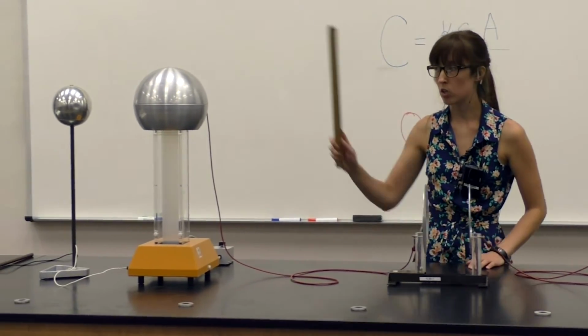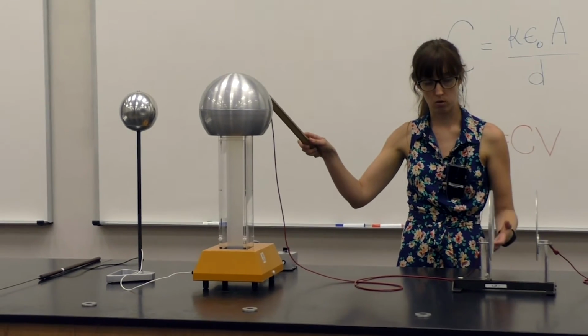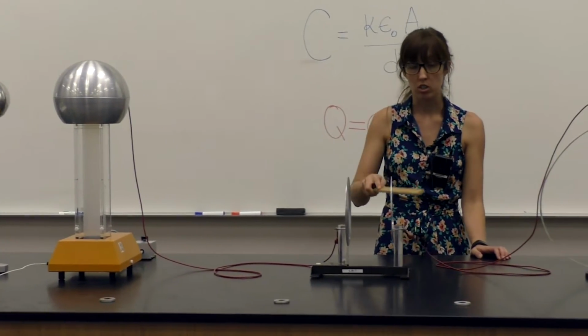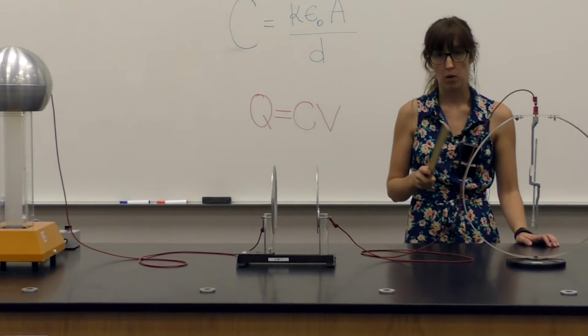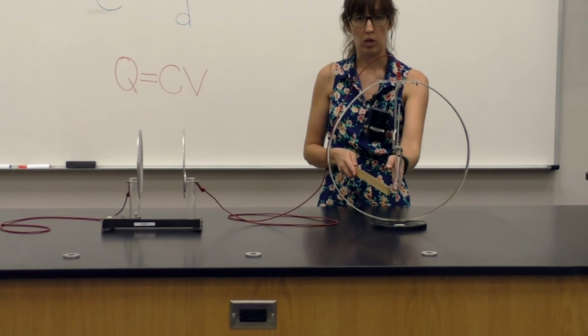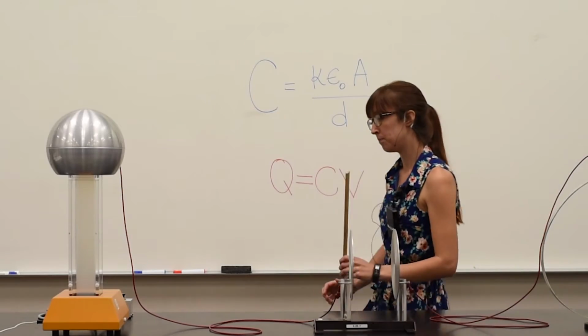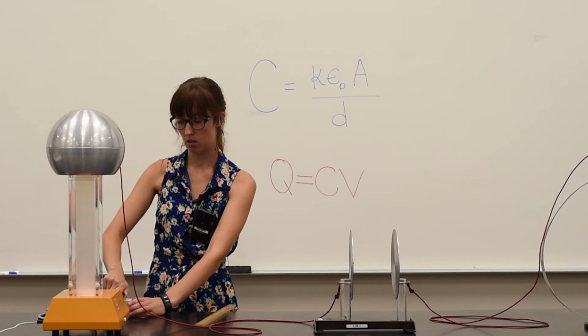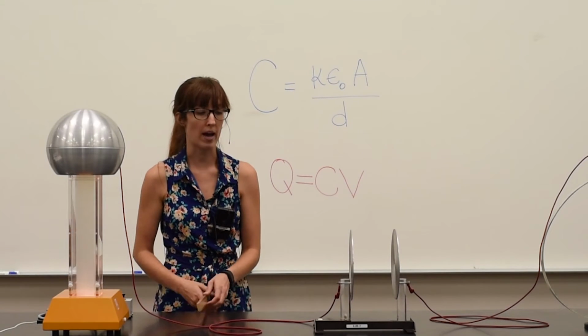In this demo, we're going to use a Van de Graaff generator to produce a voltage that's going to charge our capacitor, and we're going to look at the charge on the capacitor using the electroscope. Now, the greater the charge, the more of an angle between these plates we're going to see, right? So I'm going to start charging up the capacitor.